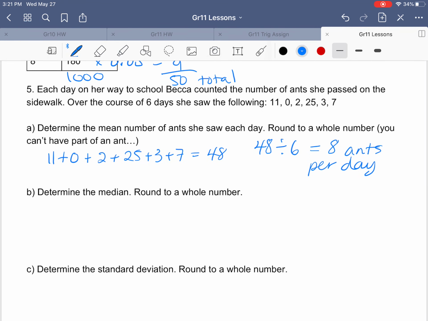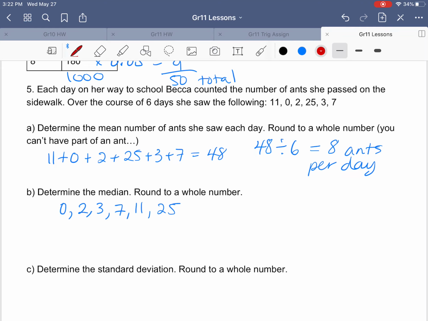Next up, we're going to determine the median. When you're determining the median, you need to put your numbers in order from smallest to largest. So 0, 2, 3, 7, 11, and 25. Once you've put them in order, you then need to find the middle number.